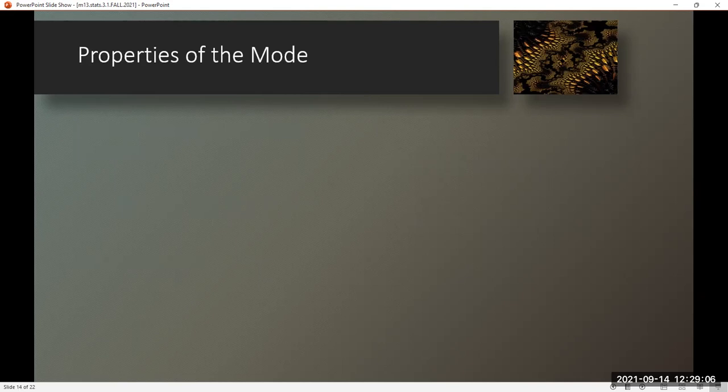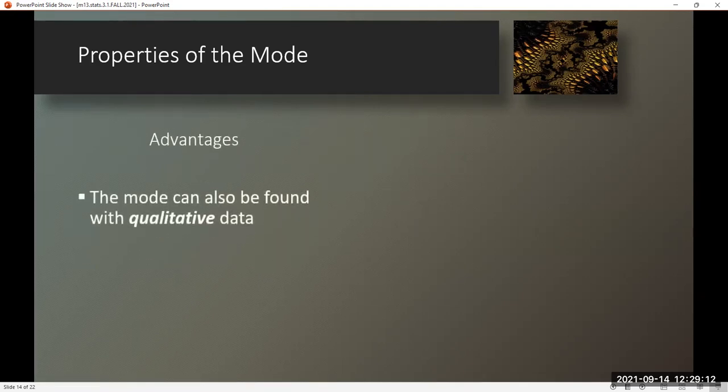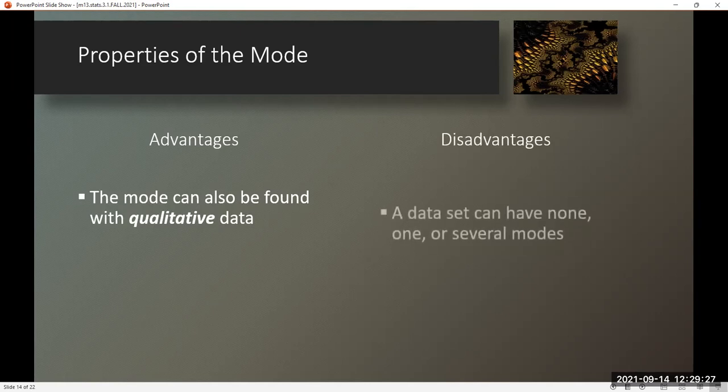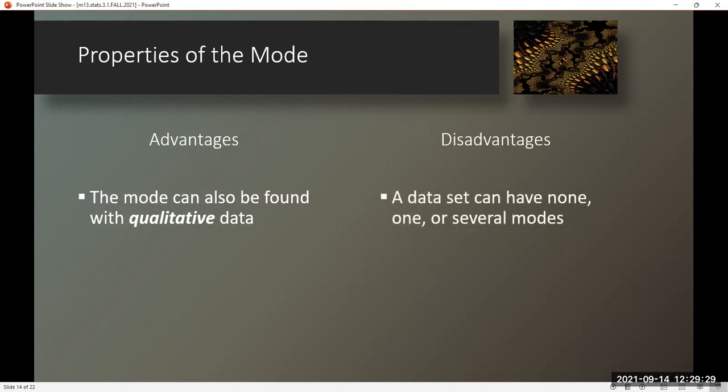We have properties of the mode. There are advantages. Well, one of the biggest advantages is that we can use it with qualitative or categorical data, like eye color, favorite ice cream flavor, things like that. There are disadvantages. Well, a data set can have one, none, or several modes.